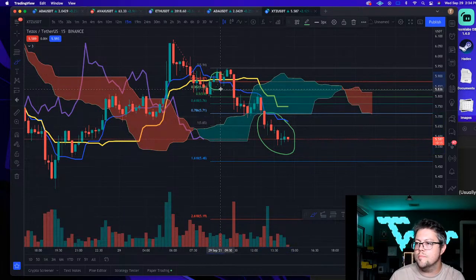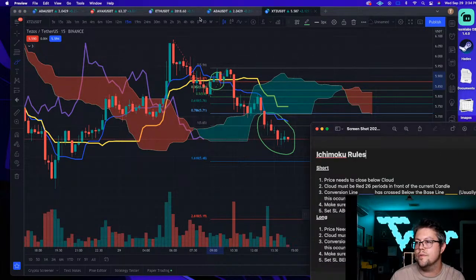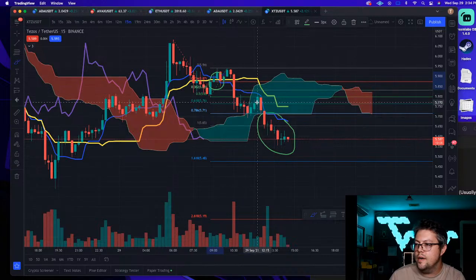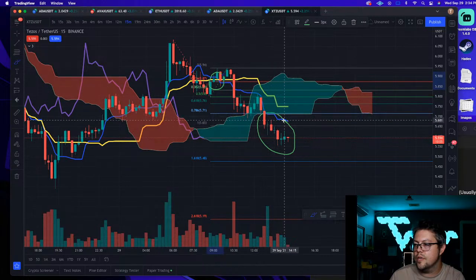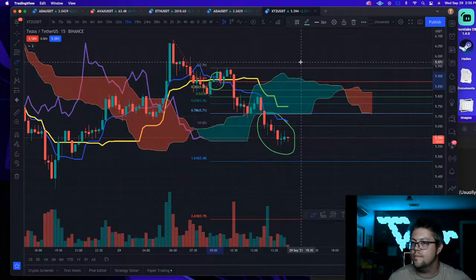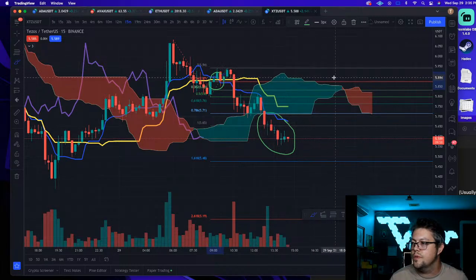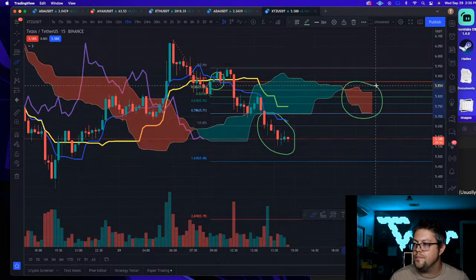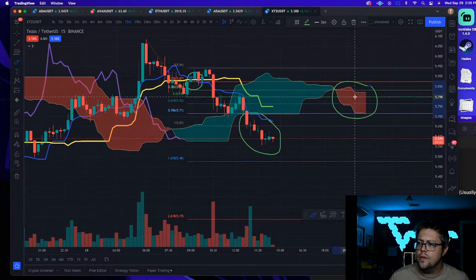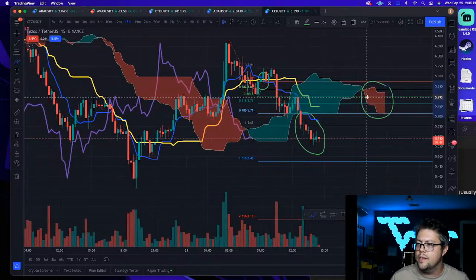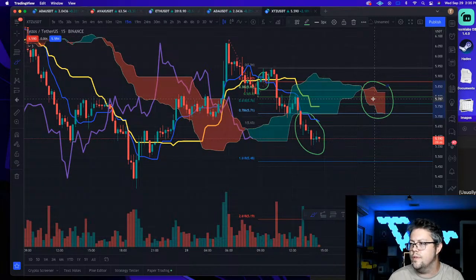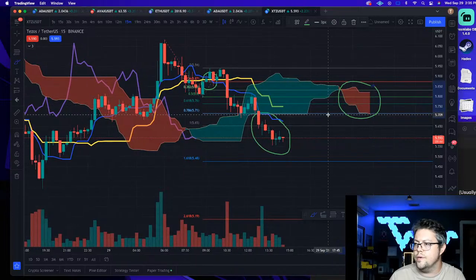The blue line, the conversion line, is below the baseline, which is the yellow line. Yes, okay, finally learning what they're called. So the conversion line is under, so that's another short sign. Sorry for the green ink. It'd probably be better to use red for shorts, but this is a short sign. And look at the size of that cloud already. That is a toad turd if I've ever seen one. It's just big as hell. So we've got that, we've got our price outside.